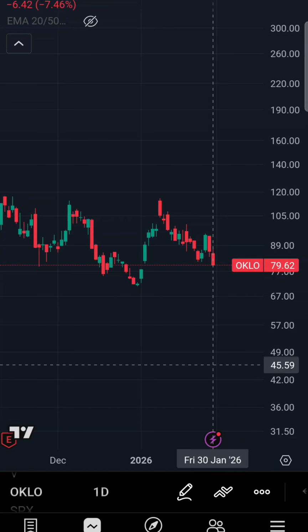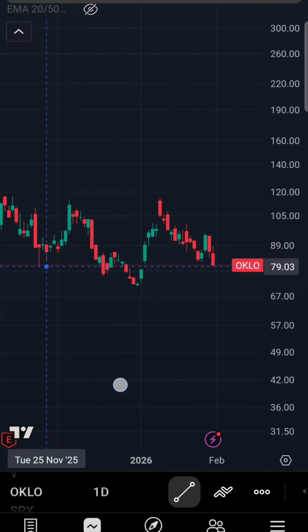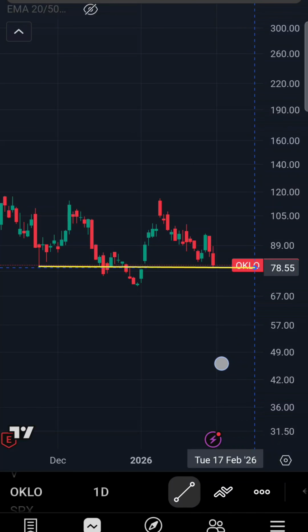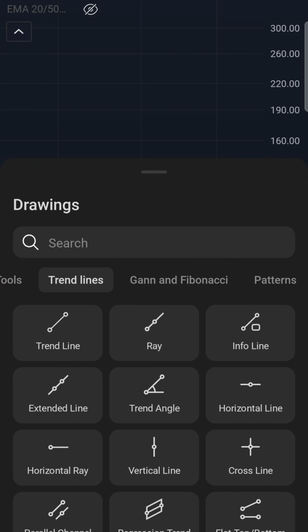We call this support. Now, worst case scenario, it doesn't, and it just keeps dropping. It goes lower and lower. We call that break of support. So I'm going to just make a line to show the support now. So for all my traders, we call this the support line.